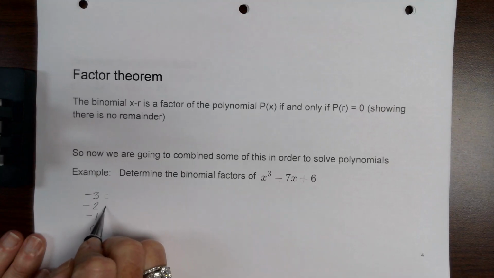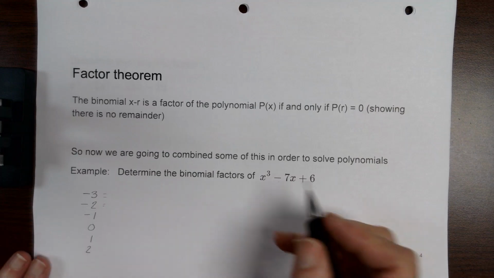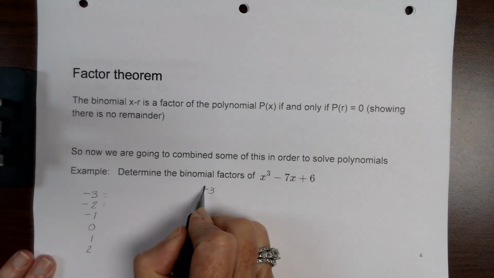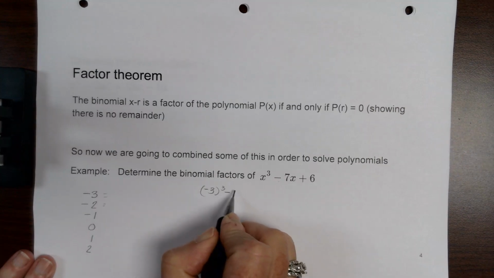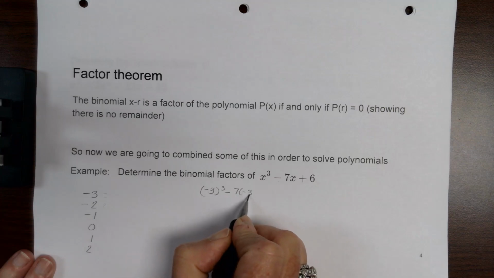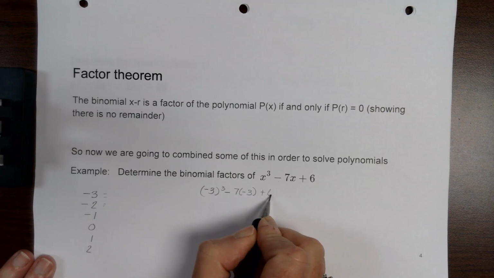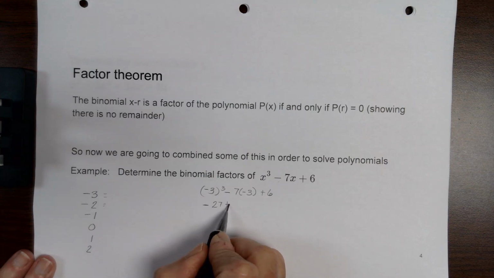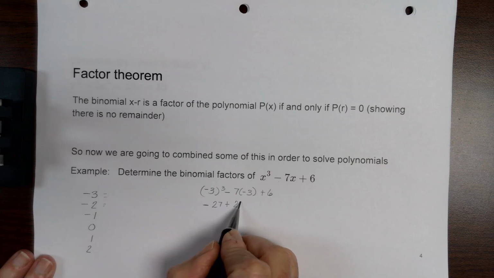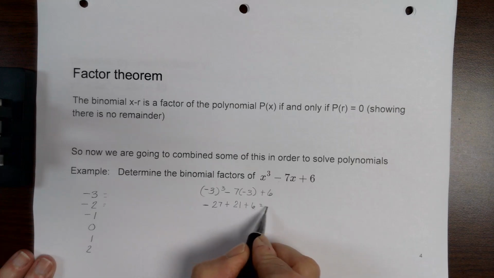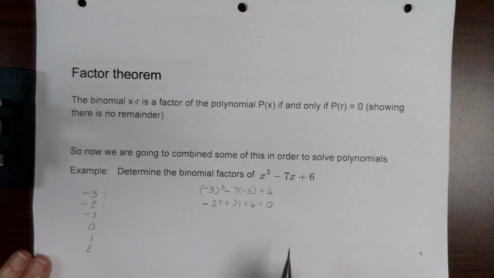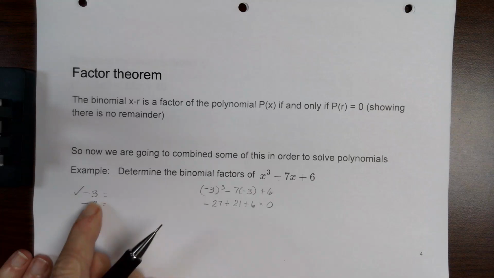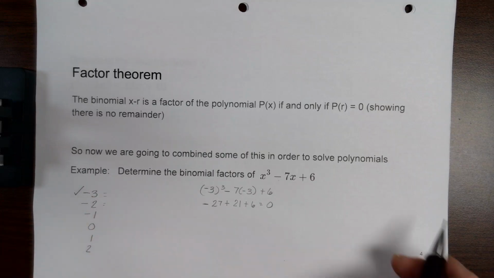So let's plug in the -3. I don't have my calculator sitting right here, but I have a -3. I'm going to cube it. -7 times -3 plus 6. So that's going to give me a -27, plus positive 21 plus 6, which is going to give me a 0. So this right here, I know that this one is a solution, root, or zero of it.